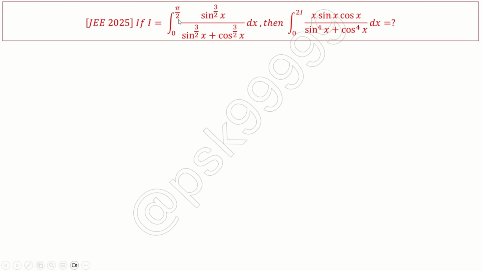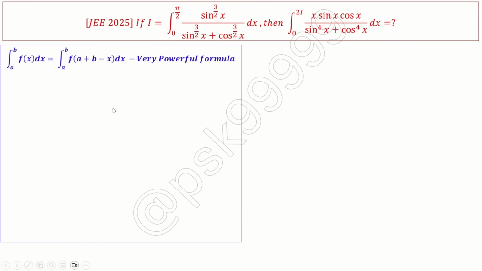If I really apply this definite integration rule, a plus b minus x in place of x, I will actually get cos to the power of 3 by 2 x in the numerator, and the denominator remains the same. So I can sum them up and simplify, right? This is one very powerful formula which we always use in definite integrals, where you have a trigonometric function as well as symmetry. When you get complementary trigonometric functions, this is very, very useful. Informally in India, many people call this King's formula.